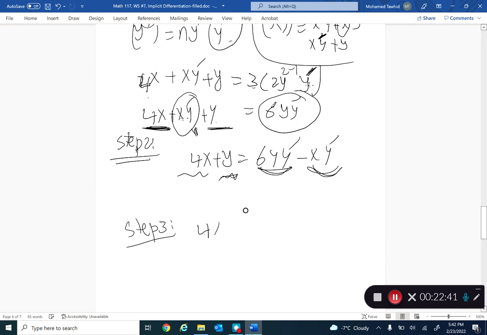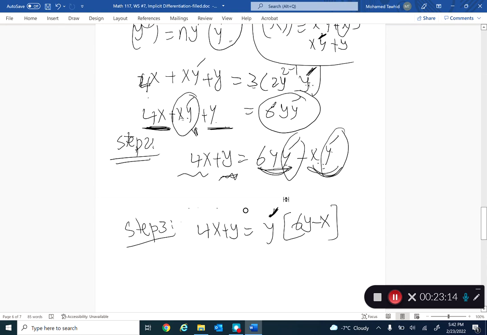So you have 4x plus y equal, I factor out y prime. Just grab y prime out. If I grab y prime out from the first term, you have 6y. And here, minus x. If I grab y prime from here, you get negative x. So you have here y prime. I factor out y prime, that is step number 3. Factor out y prime, so you have 6y, and from here, negative x.